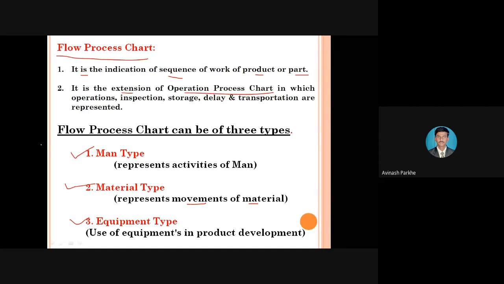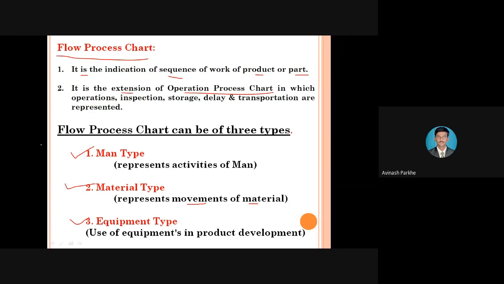To fix the sequence of operation means initially I have to perform this operation, so you have to take it at the top. After that I have to perform this operation, then the third one this, then the fourth one this, then the fifth one this. So whatever the sequence of operation is there, that sequence of operation is also going to be fixed by using this flow process chart.